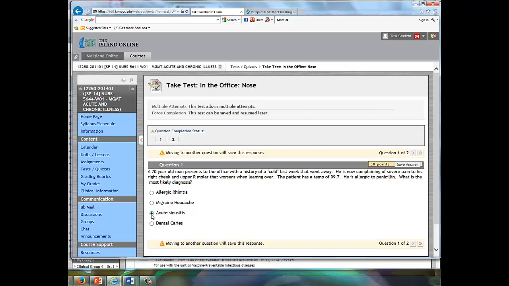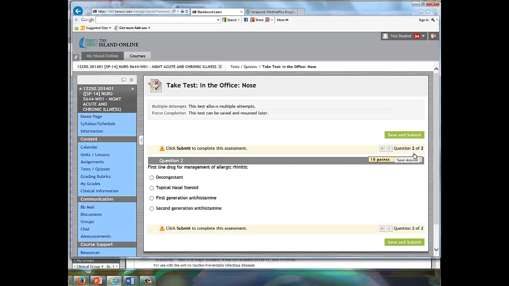Acute sinusitis, well, he had a cold last week and it went away, and now he has extra symptoms. Could he have dental caries? Yes. But we would have to look in his mouth to see if something is going on there. But remember that a dental abscess can cause a sinusitis. So you don't discount sinusitis because they also have an abscess, because they can go together. So I'm going to choose acute sinusitis based on those criteria.